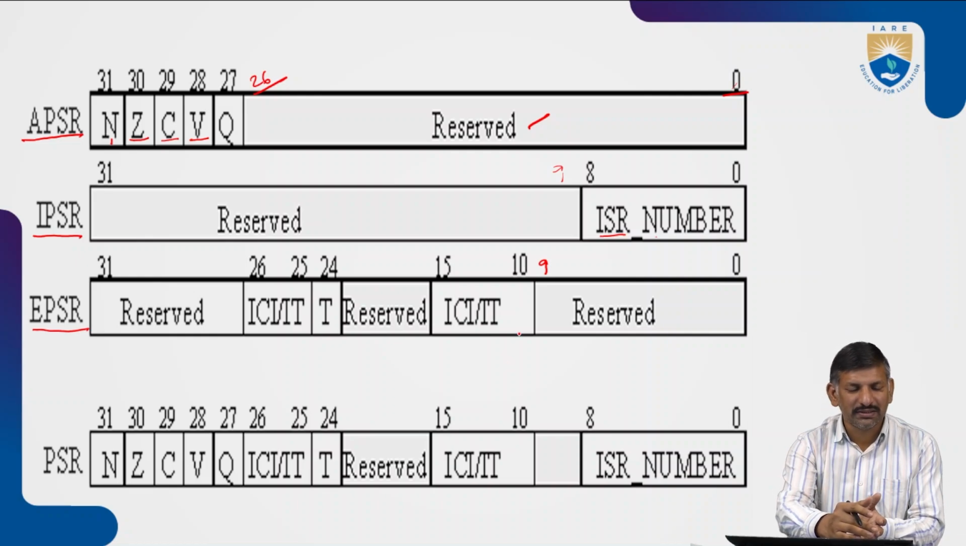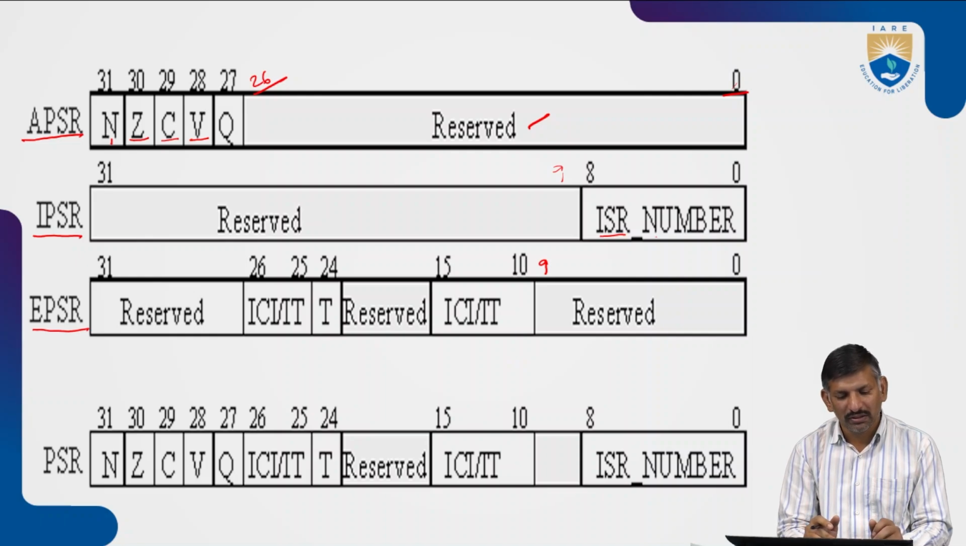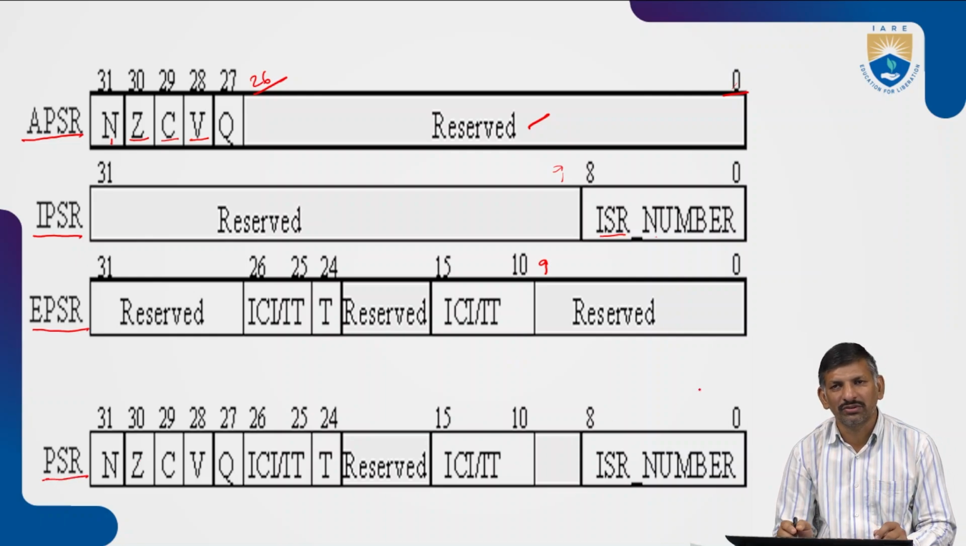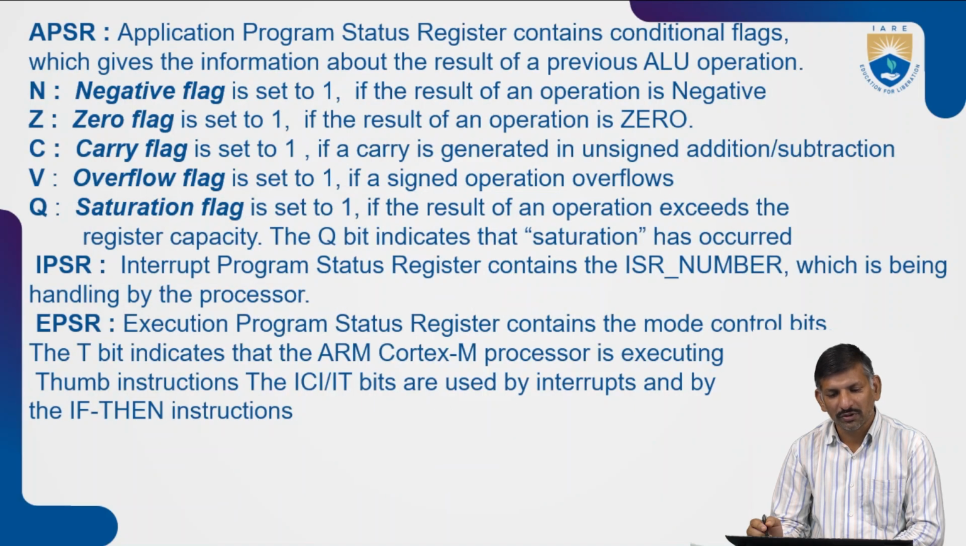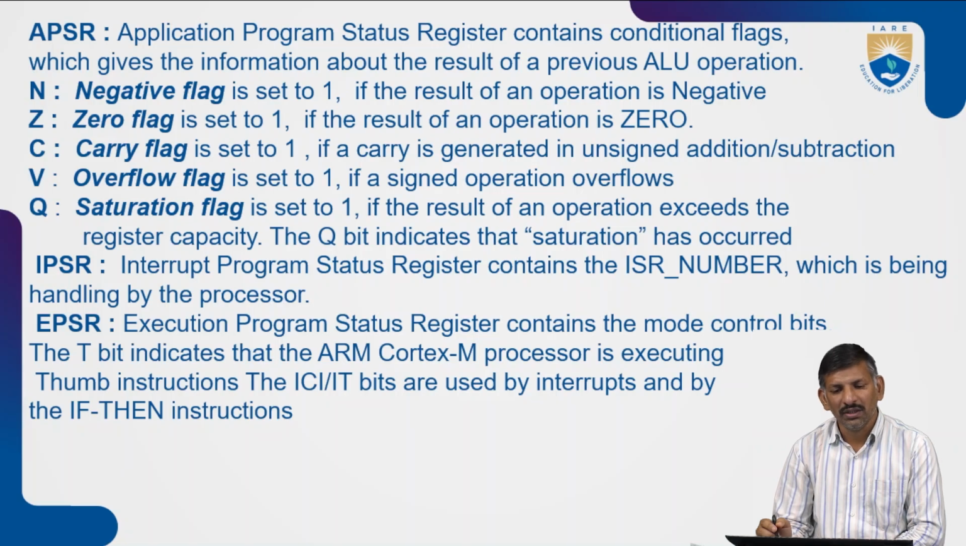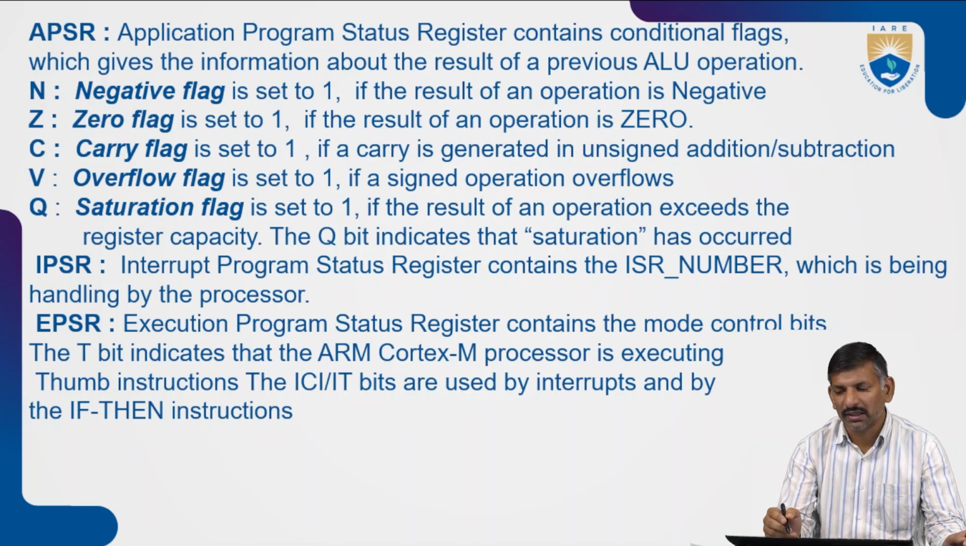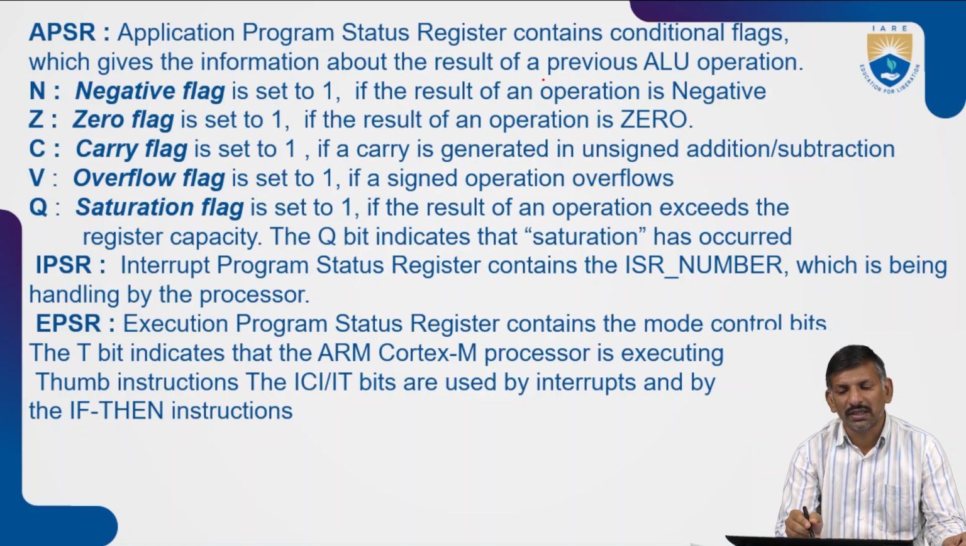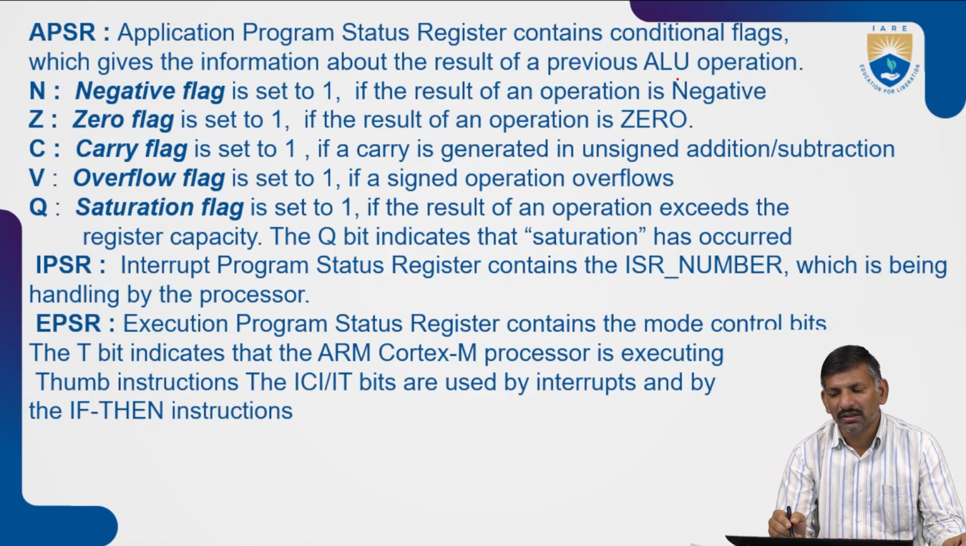So by combining these 3 status registers, we can call it the program status register. We can use this one. Okay. So APSR, application program status register, contains conditional flags, which give the information about the result of a previous arithmetic and logical unit operation.